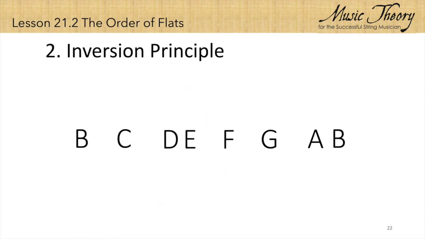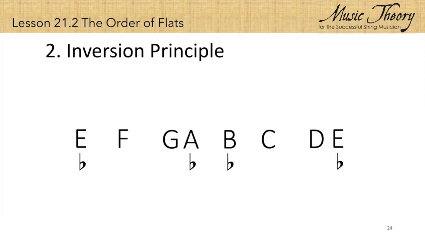Another cool trick for remembering which notes are flat and sharp in keys is called the inversion principle, which simply takes the rule of sevens one step further. We know that the key of B flat has 2 flats, B and E flat. And the key of B must have 5 sharps, but which notes are sharp? The answer is, the sharps in the key of B are the same notes that were natural in the key of B flat.